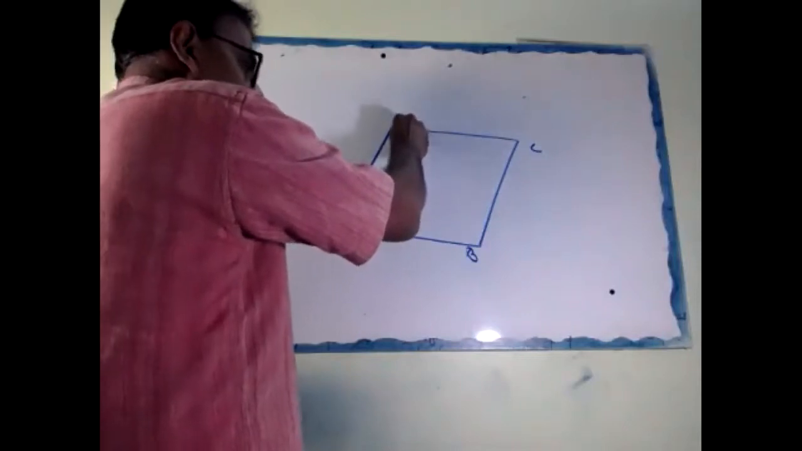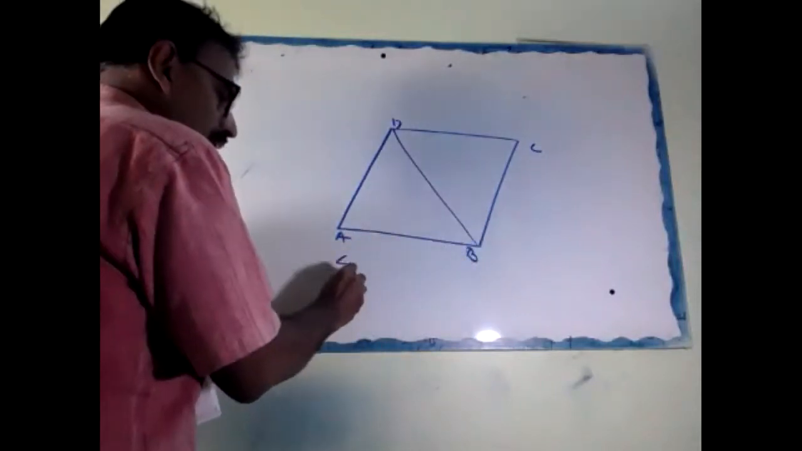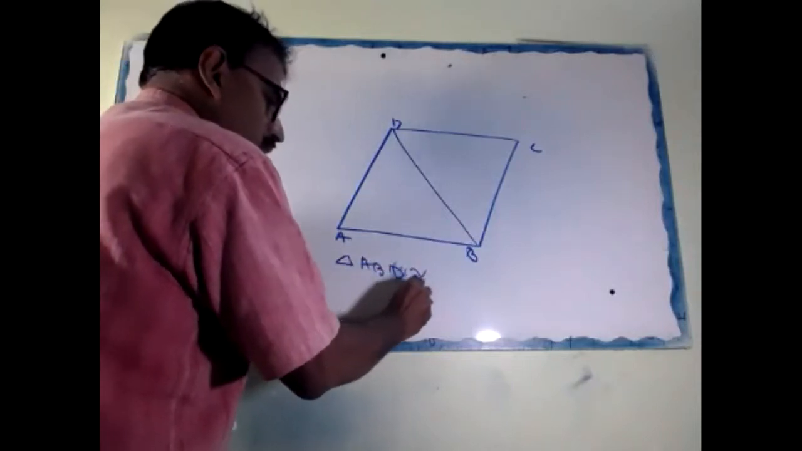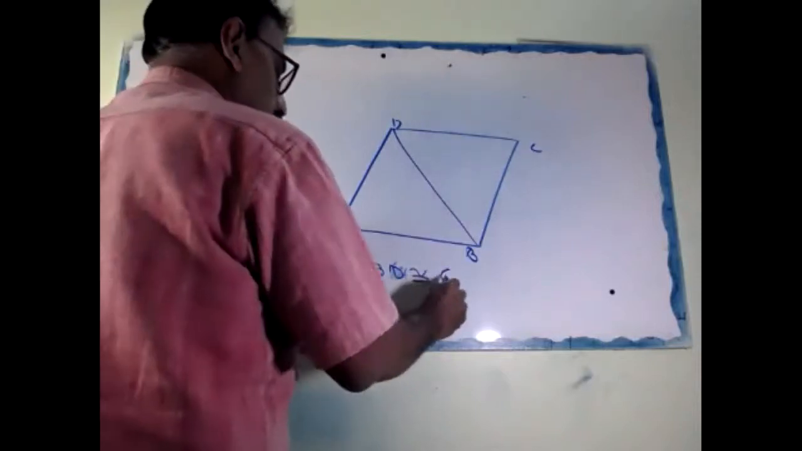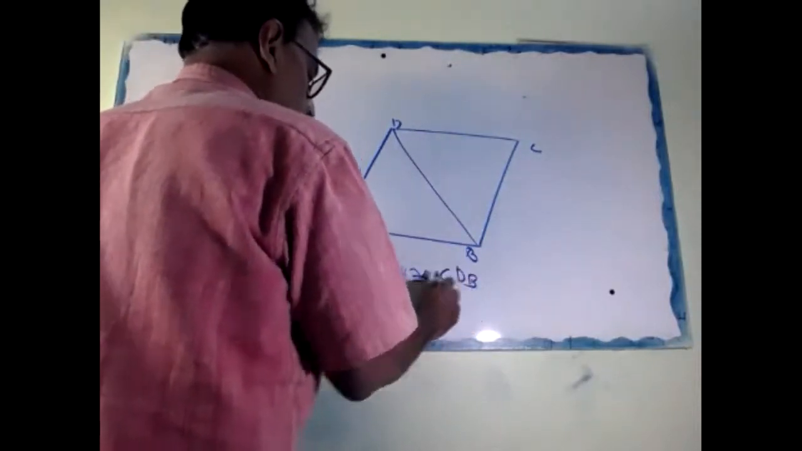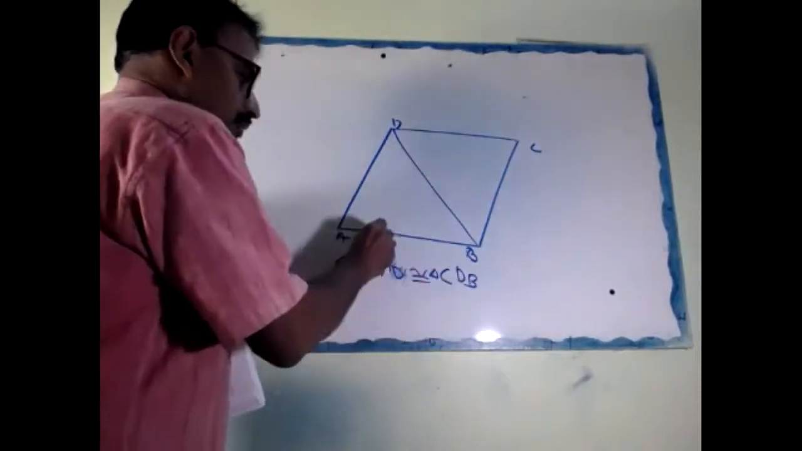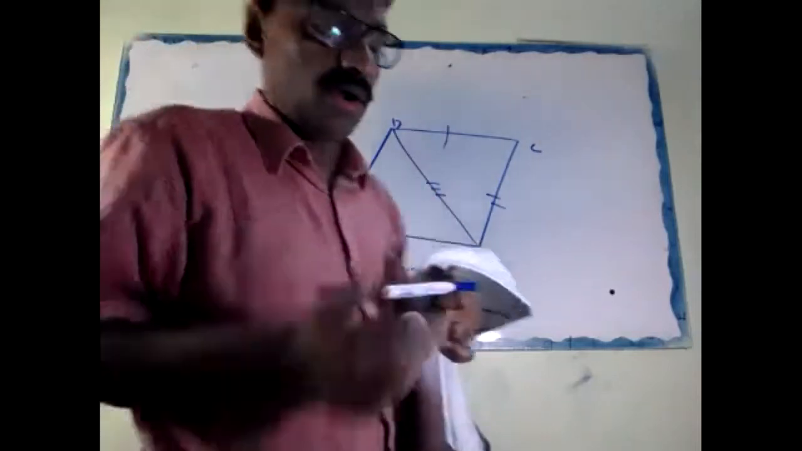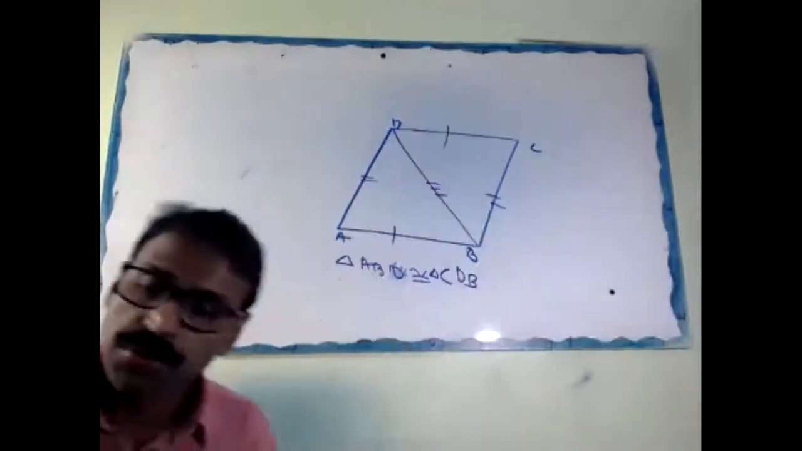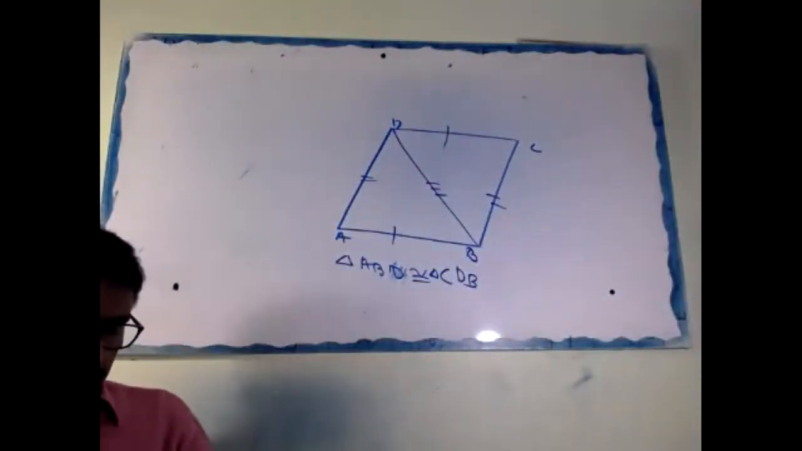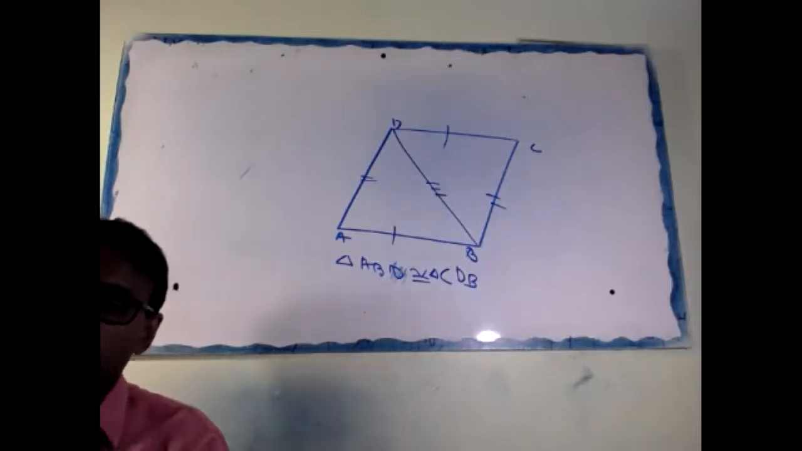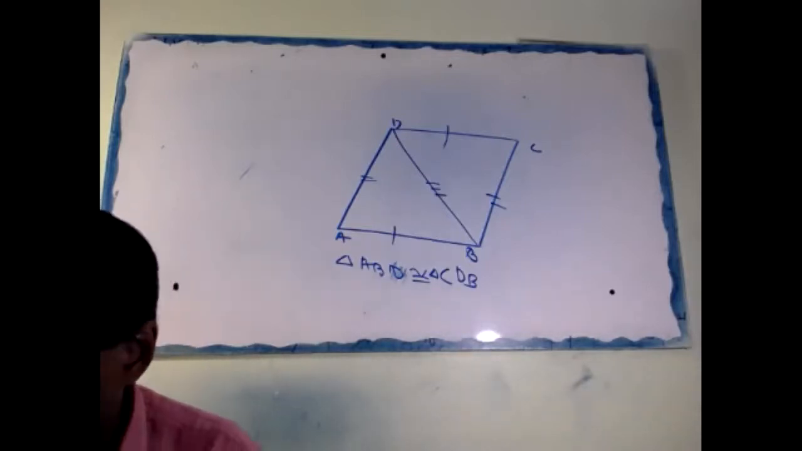Okay, draw a parallelogram and join BD. That means triangle ABD is congruent to triangle CDB, because this side is equal to this one, this is equal to this one, and this is common. A diagonal of a parallelogram divides it into two congruent triangles. You have to draw a separate figure.